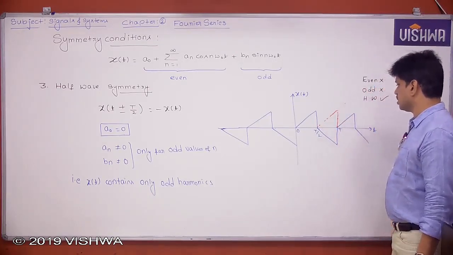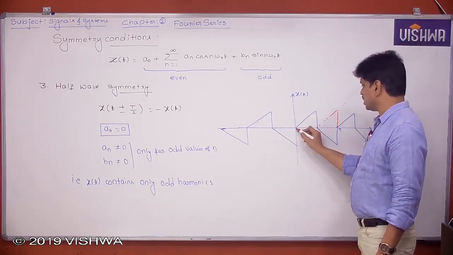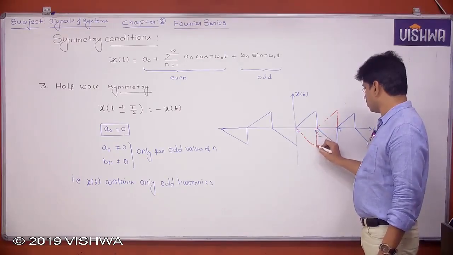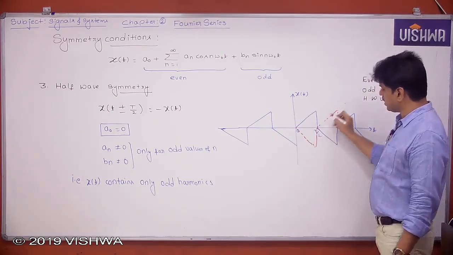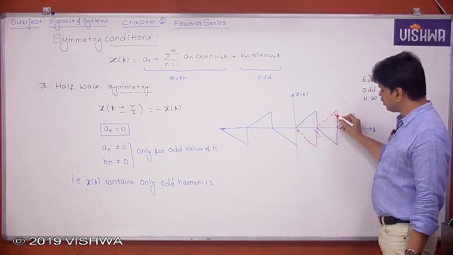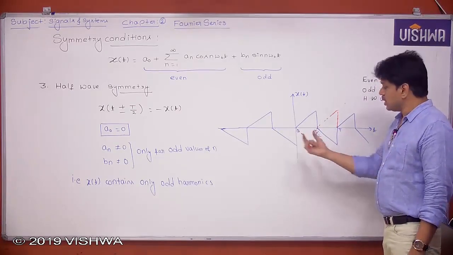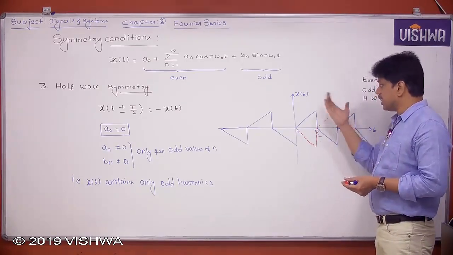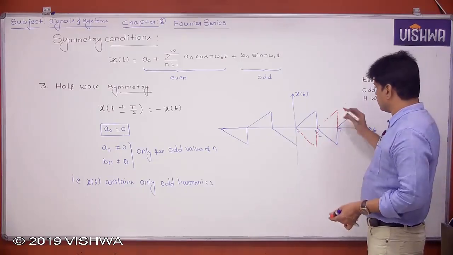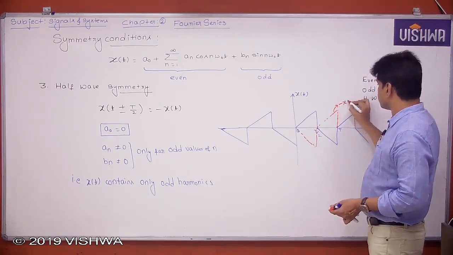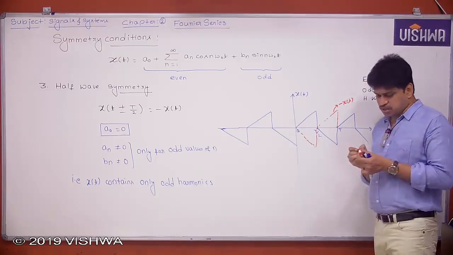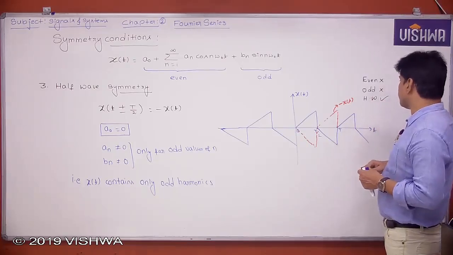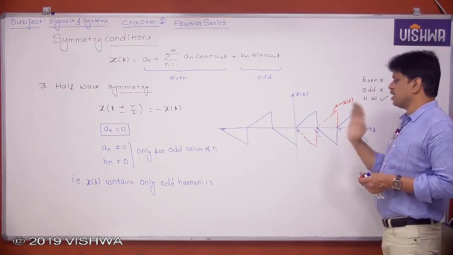Next, this part goes like this. Whatever I have shown in red ink, is it exactly the negative of the previous one in blue ink or not? So if I shift by half of the period, the wave we get is nothing but the negative of the previous signal. So this red wave is nothing but minus x of t. From this we can conclude that it is satisfying half wave symmetry. If it is satisfying half wave symmetry, definitely it has only odd harmonics.